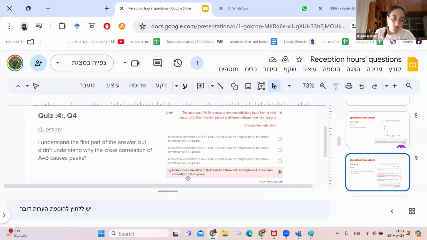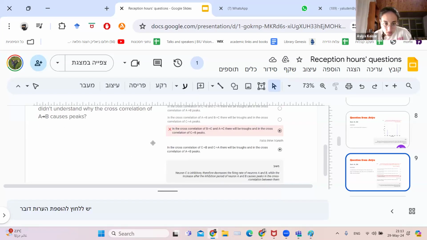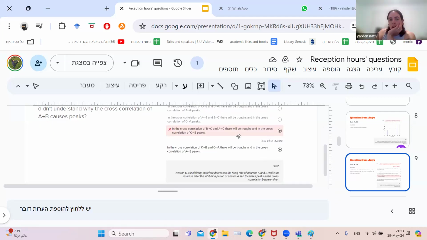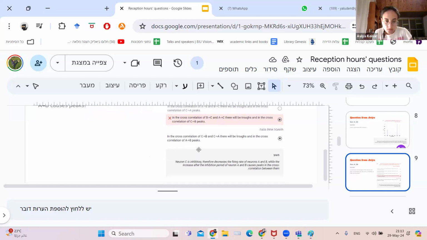Therefore, for A, the inhibition is longer, and for B, it is shorter. Wait, I just understood that it's different, but not that one is longer than the other, but maybe it doesn't matter, I don't know. So the reason that one of them... It doesn't matter which, right? Yeah, the reason for the peaks is the fact that they have this different duration of inhibition. Do you understand, Avia?